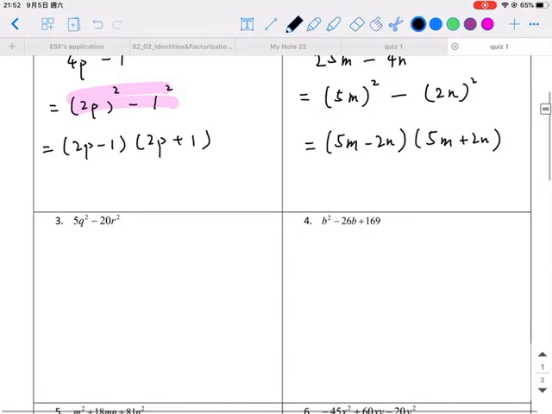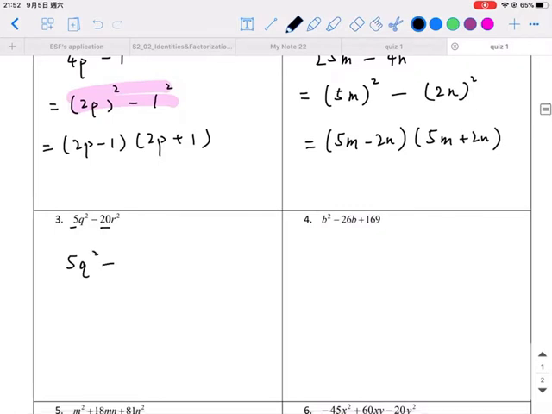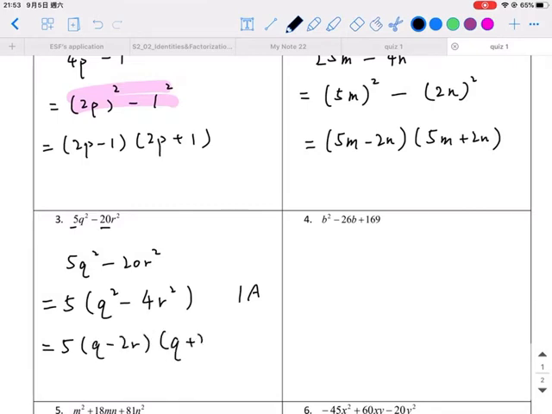For the third one, we don't have the square numbers with 5 and 20, but we have a common factor of 5. So we take our common factor 5 first. This step is very important, it counts 1 mark in the exam, so you need to write down this step. And then it's 5 times r cubed minus 2 and r cubed plus 2. I think this is easy for you to do a factorization in this one.